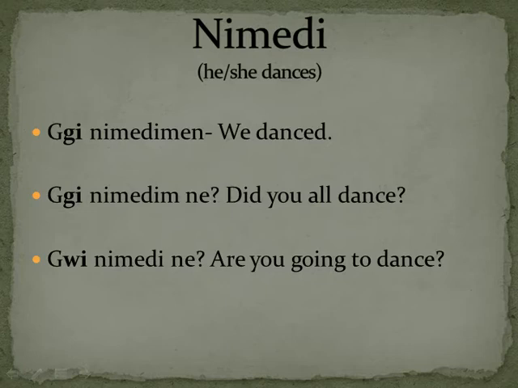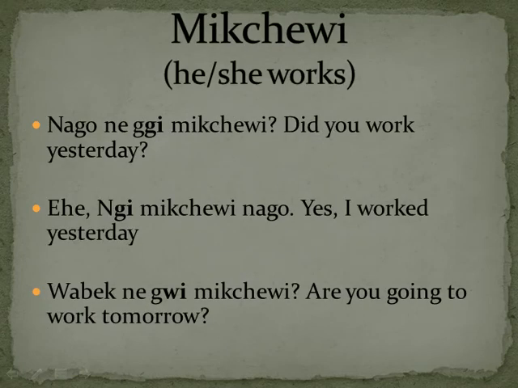Gwi nimedine. Are you going to dance? The g is the you, the we is the future, nimedi is the verb to dance, and the ne indicates a question. So literally, you will dance, question. Are you going to dance? Okay, let's go on to another example, mikchui.